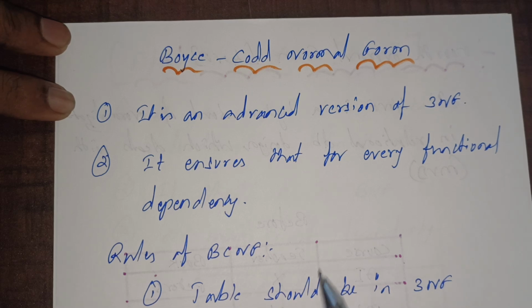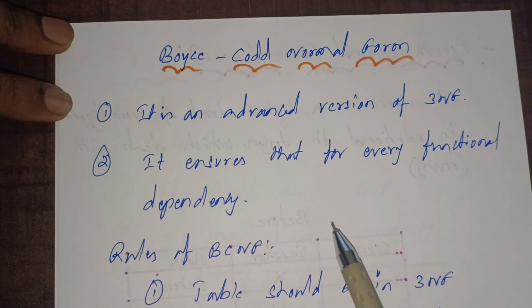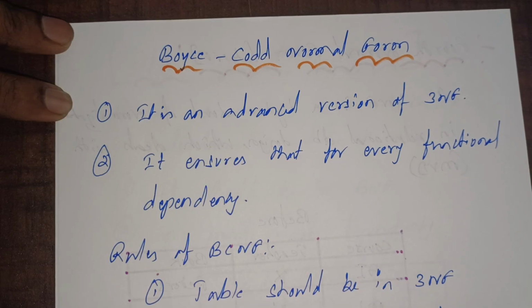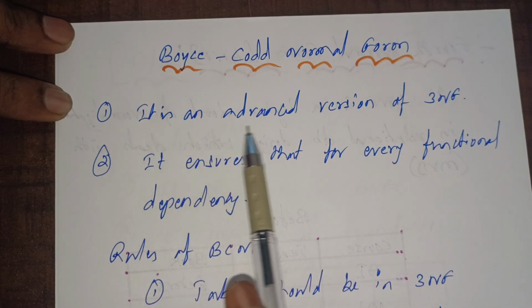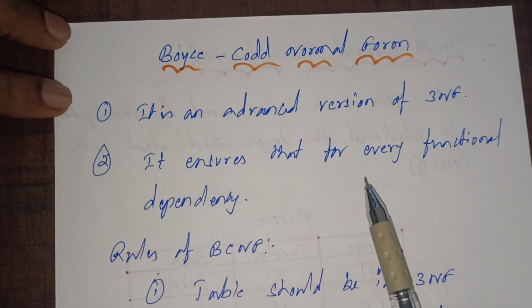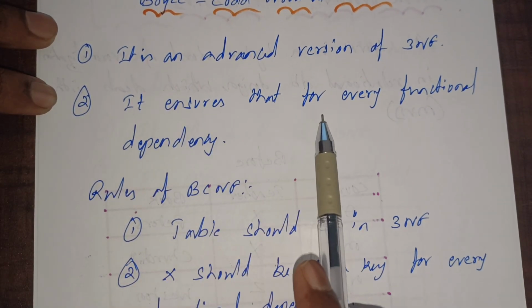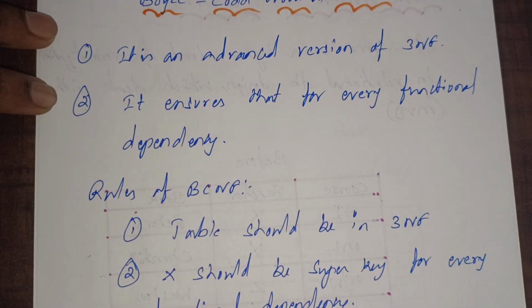But here BCNF handles edge cases where 3NF fails to remove all the redundancy, especially in tables with multiple candidate keys. Now we are going to prove that with an example. So here you can see it is an advanced version of 3NF. BCNF is an advanced version compared with 3NF, and it also ensures that for every functional dependency.